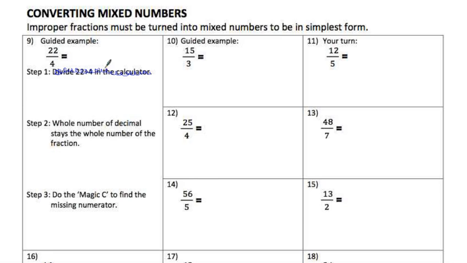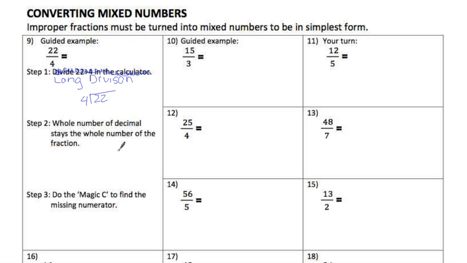So instead of dividing with the calculator, we're going to do long division. And we know how to do that. I'm actually going to show you an easier way than maybe what you've been shown before. So, okay, we're going to do long division with 22 over 4. So 22 is going to go inside, 4 goes outside.